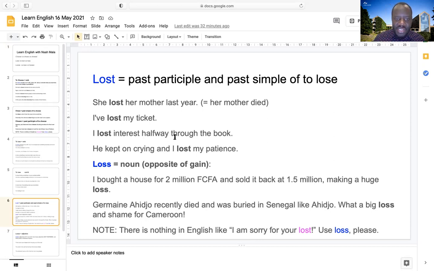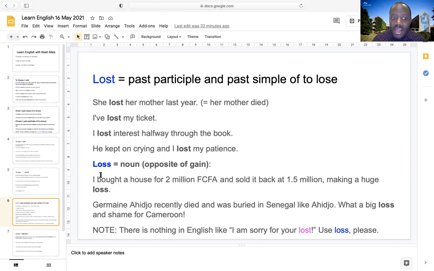I lost interest halfway through the book. Past simple. I lost interest halfway through the book. He kept on crying and I lost my patience.